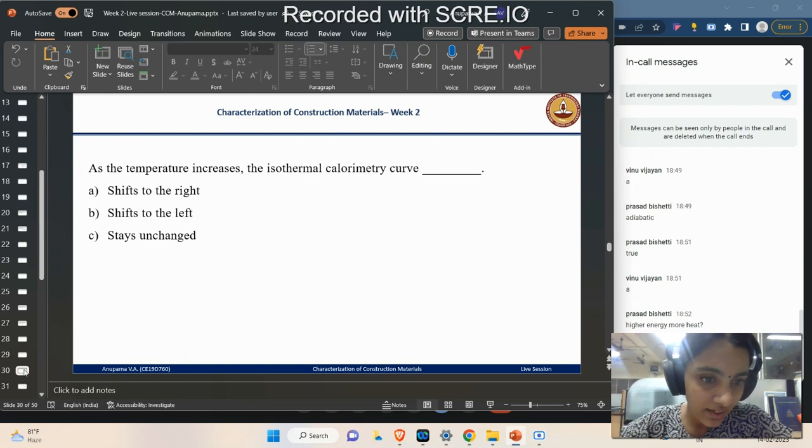Okay, Prasad says higher energy, more heat. Yes, that's majorly because of how we mix. There's a uniform blend happening if it is a higher energy, and because of that, the heat energy given to the sample is also higher. As a result, there will be more efficient hydration happening at an earlier stage itself than when we mix by hand.